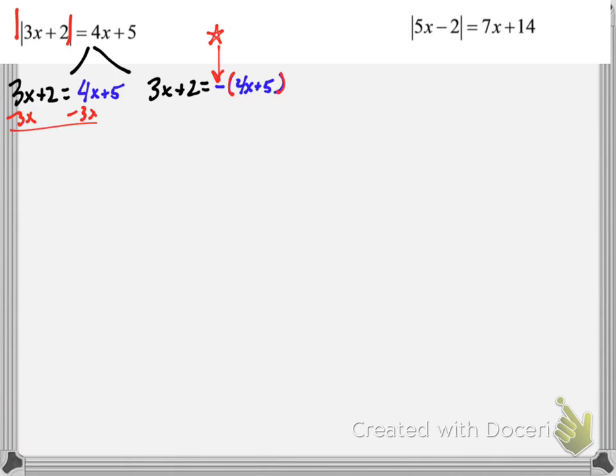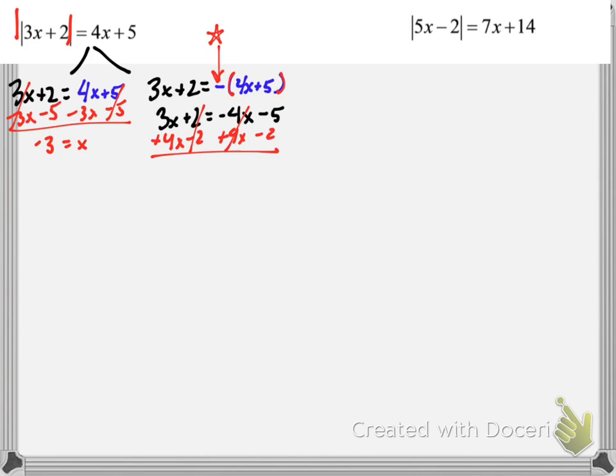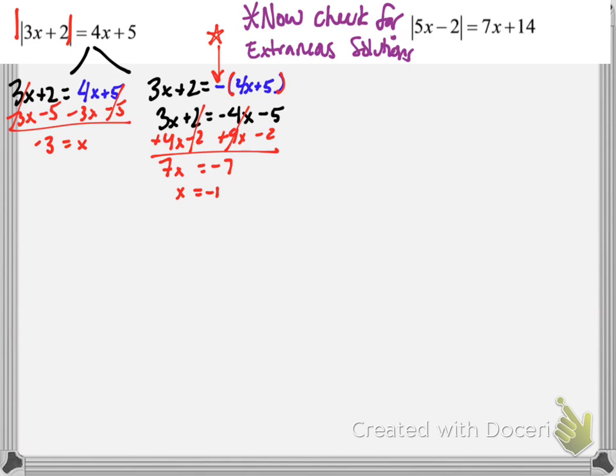Now I solve each of them, and that gives me x equals negative 3 for that one. And then distribute the negative, and then solving for x, we get x equals negative 1. The key here is I have to test both solutions because you can get extraneous solutions, so something that looks like an x equals but actually doesn't work.